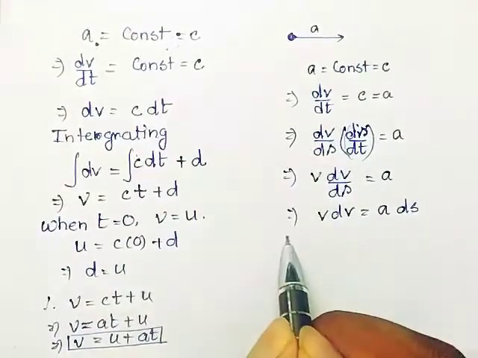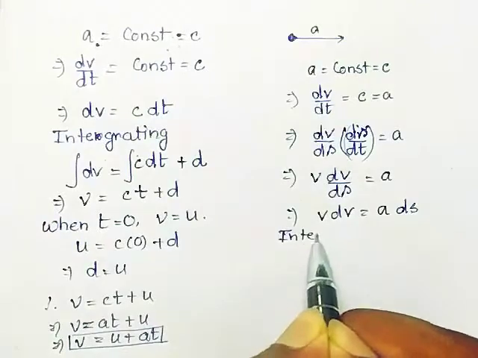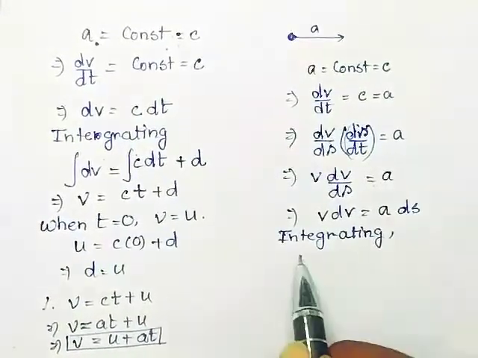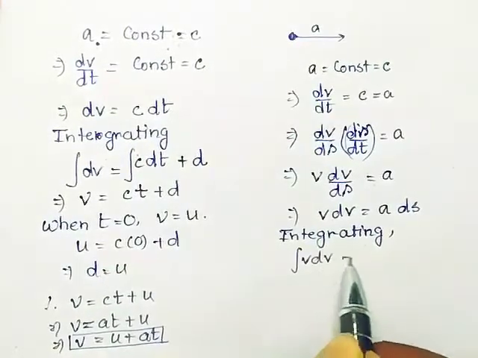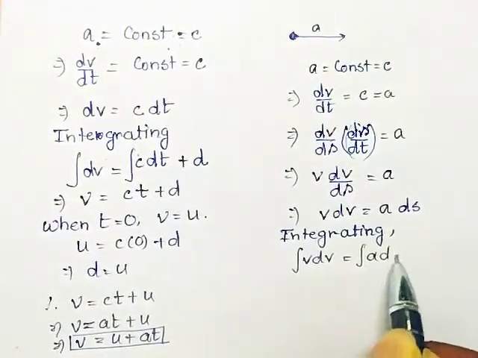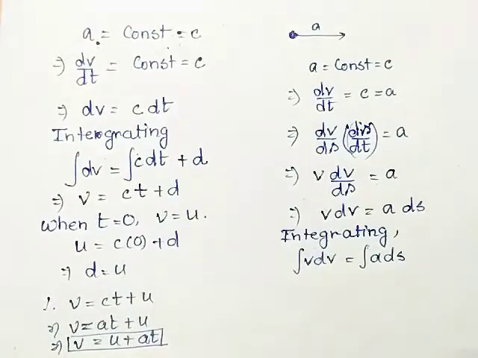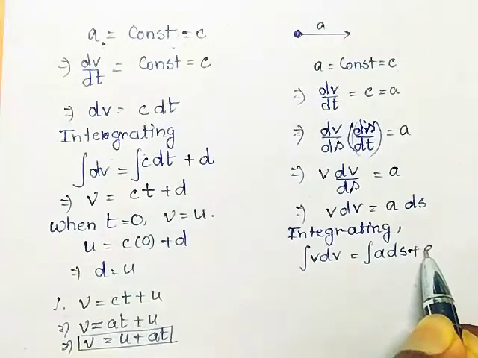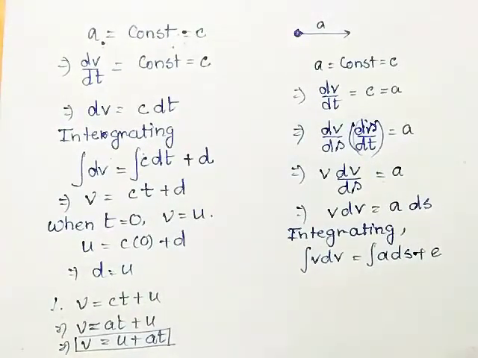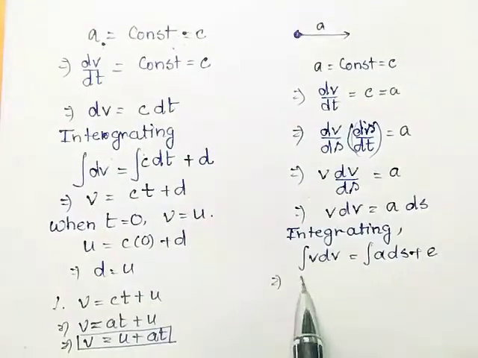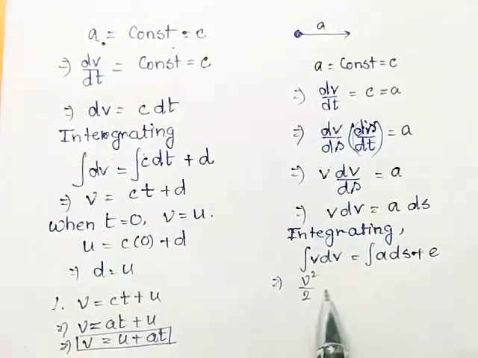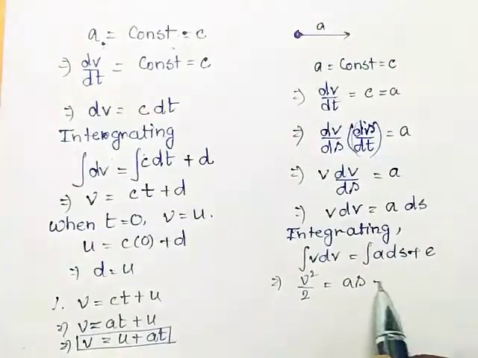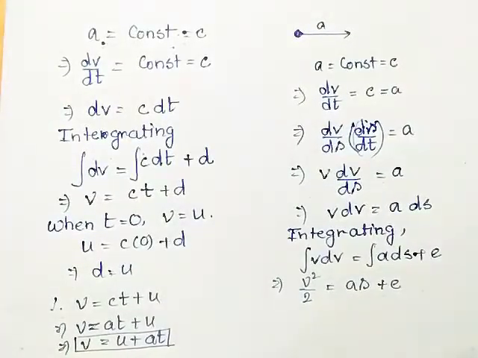If I integrate both sides, integrating, we get integration of v dv equals integration of a ds plus a constant, say it is small e. So it will be v square divided by 2 equals a into s plus e, which is a constant of integration.